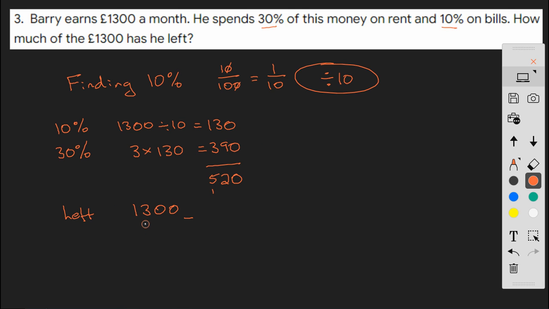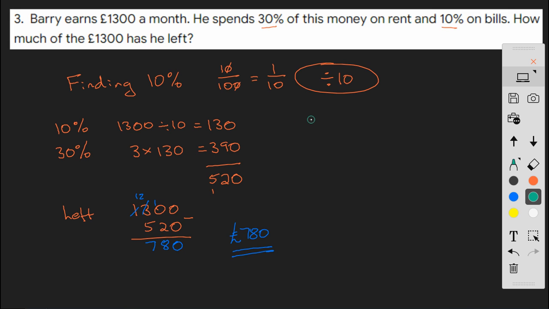1300, take away our 500, and so 0 take away 0 is 0. 0 take away 2, 2 is bigger than 0, so I'm going to borrow 1 from over here. 10 take away 2 is 8. 2 take away 5, 5 is bigger than 2, so same again. 12 take away 5, 7. So 780. Again, let's have our pound sign.